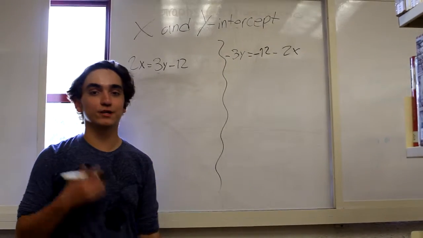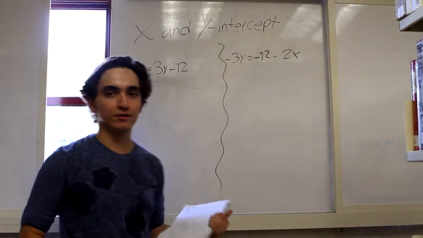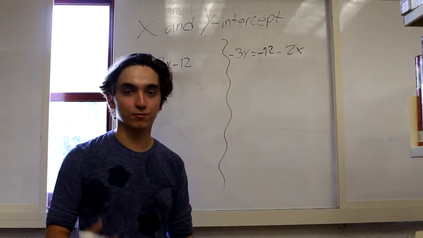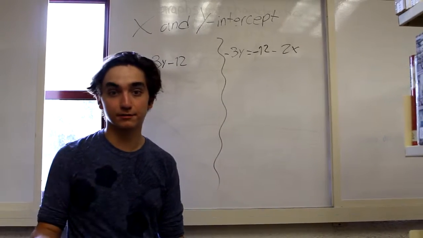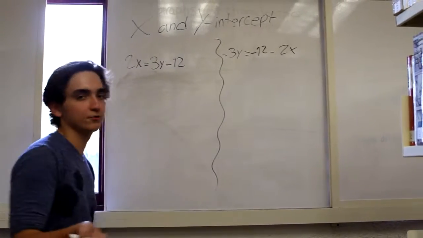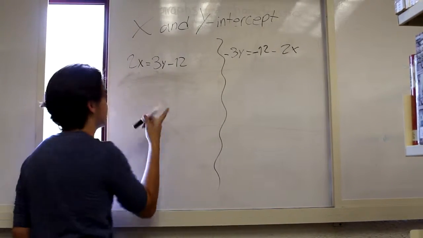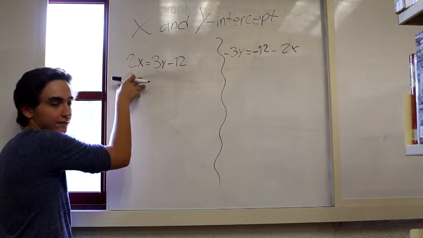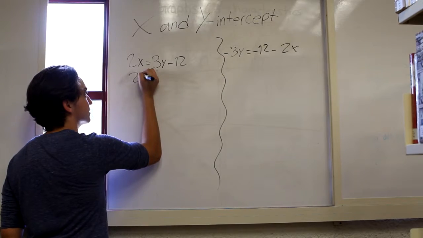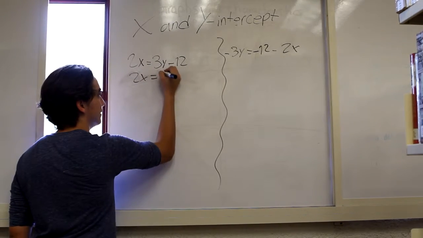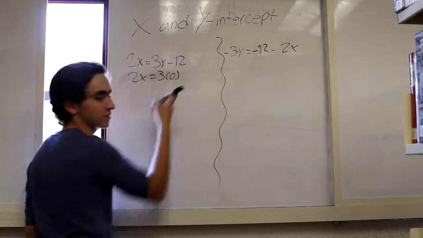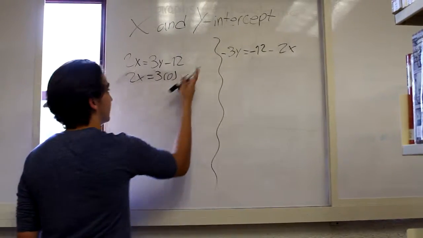Hello, I'm going to explain how to get the x- and the y-intercept. First of all, if you want to get the x- or the y-intercept, you need to substitute the other letter by a 0. That means if you're going to get the x, you need to substitute the y by a 0. Here, to get the x, we put 2x is equal to 3 times 0 minus 12.